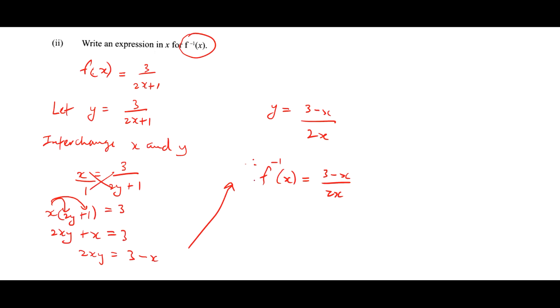So make sure you understand the steps. Once you have to find the inverse of a function, the first thing we do, we let y equal to the function. Then we interchange x and y. What that means is that anywhere we see y, we put x, and anywhere we see x, we put y. And the next step is to make y the subject of the formula. So once we made y the subject of the formula, that is simply what the inverse is. Okay?